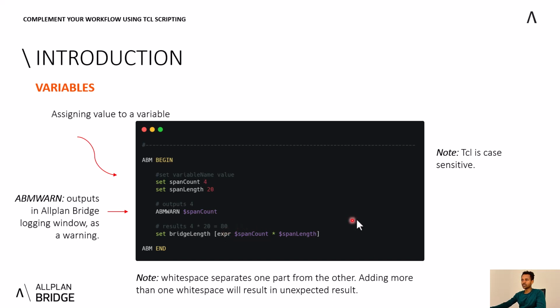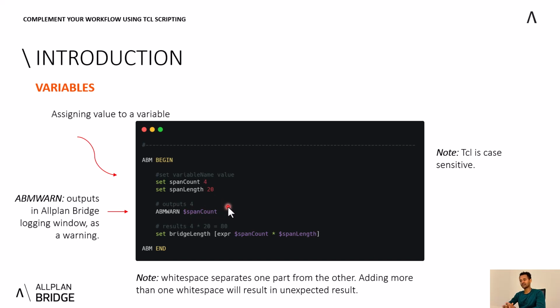One thing I want to note here is that TCL is case sensitive, so you need to be extra careful. If you write this span with a small s here, and the second one, by accident, with a capital S, this might result in an error or a warning.